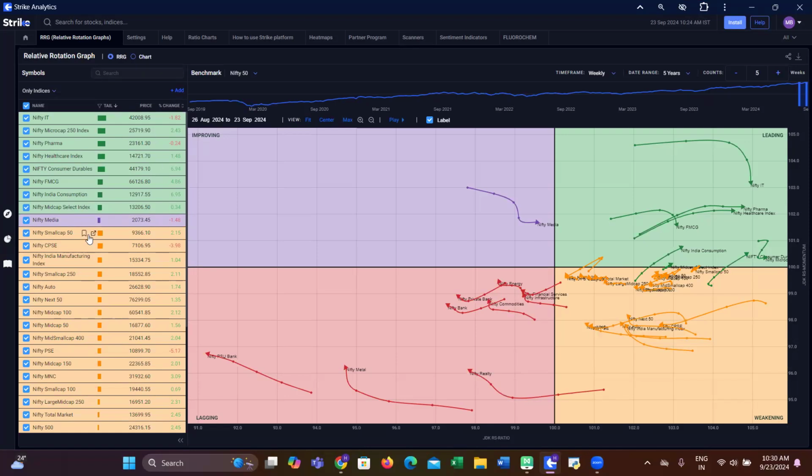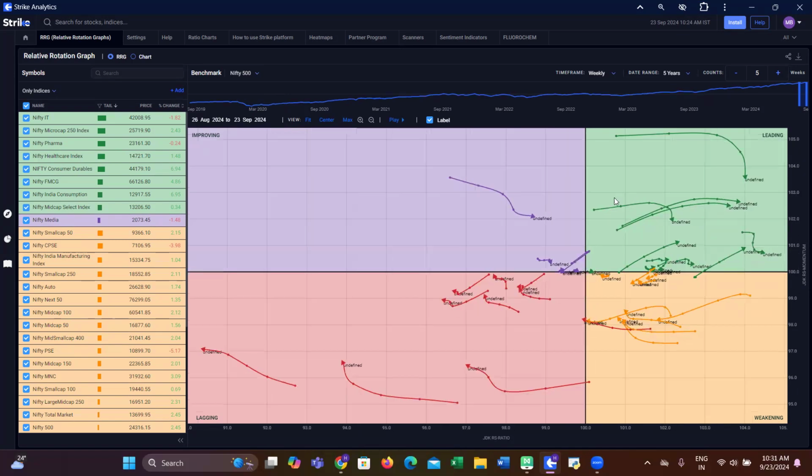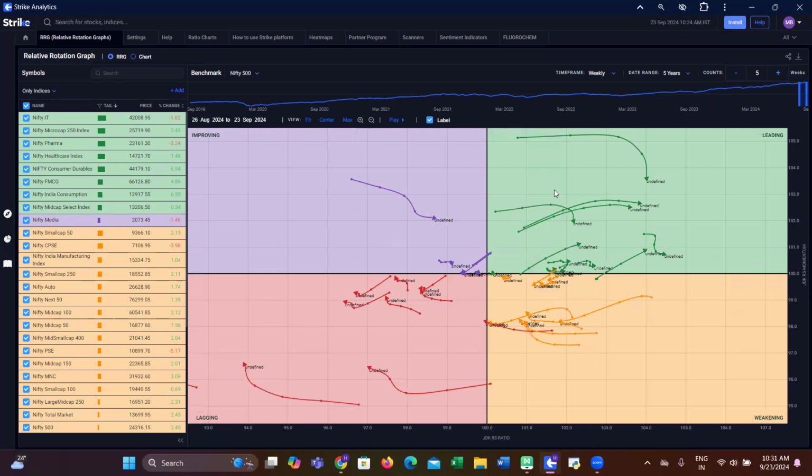Let's dive into the major indices. So I've already set the benchmark. No, I haven't. So let me go back and put in Nifty 500. And yeah, so this is the weekly time frame.